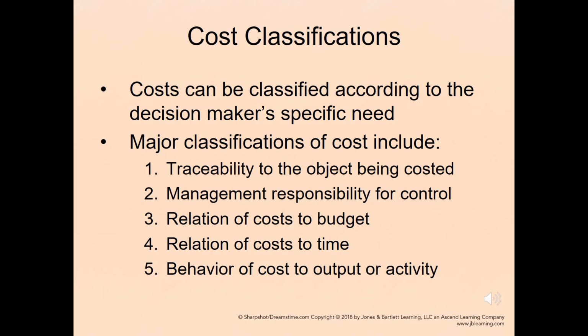Costs can be classified according to the decision maker's specific need. Major classifications of cost include traceability to the object being costed, management responsibility for control, relation of cost to budget, relation of cost to time, and behavior of cost to output or activity.